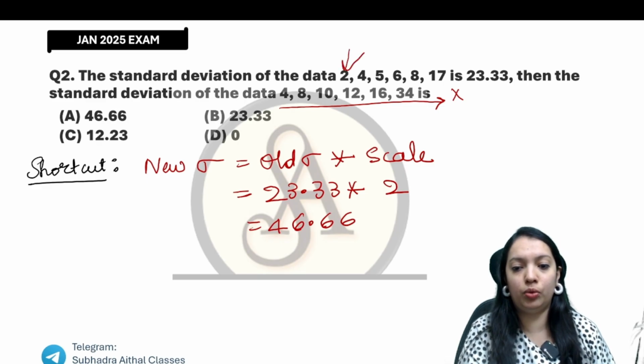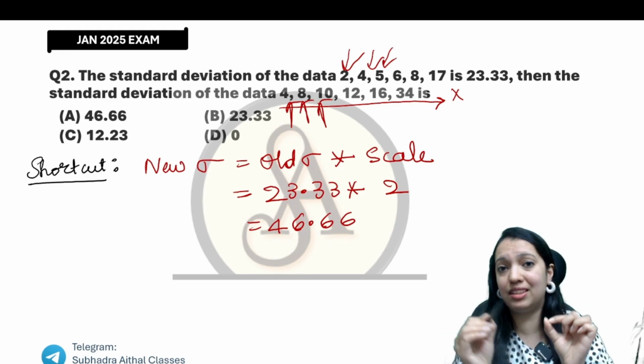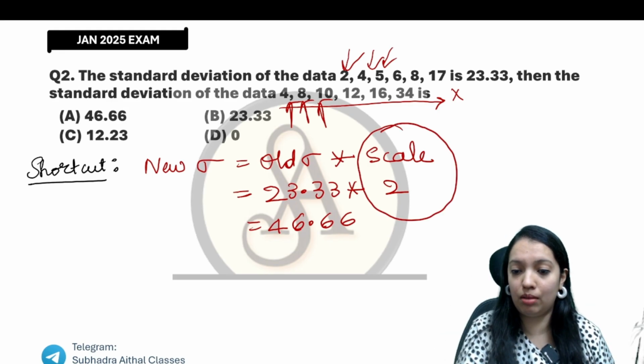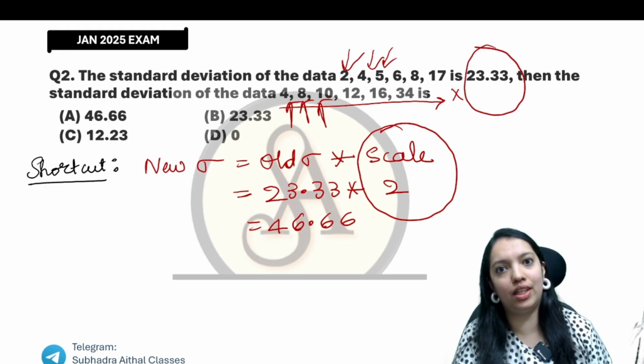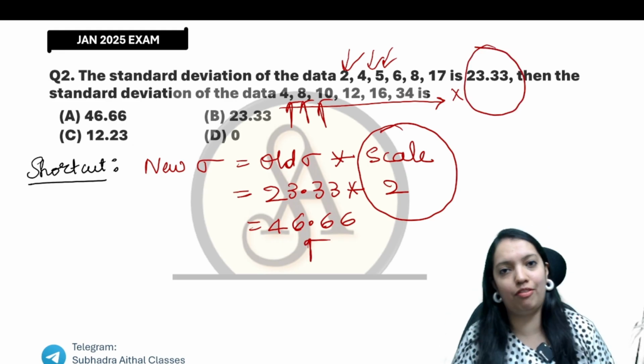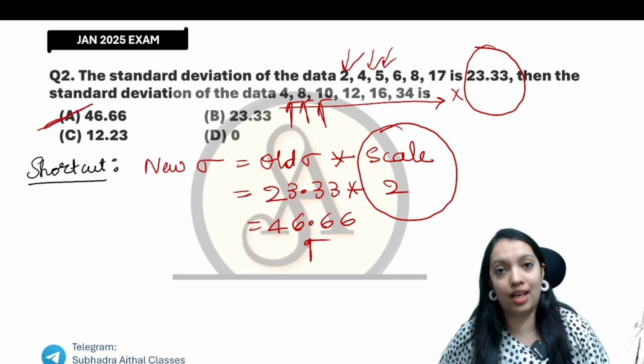You can see that 2 into 2 are 4 into 2 are 8. 5 into 2 is 10. So every number is multiplied by 2. So there is change of scale by 2 and your old standard deviation 23.33 will become new standard deviation 46.66. Option A is correct.